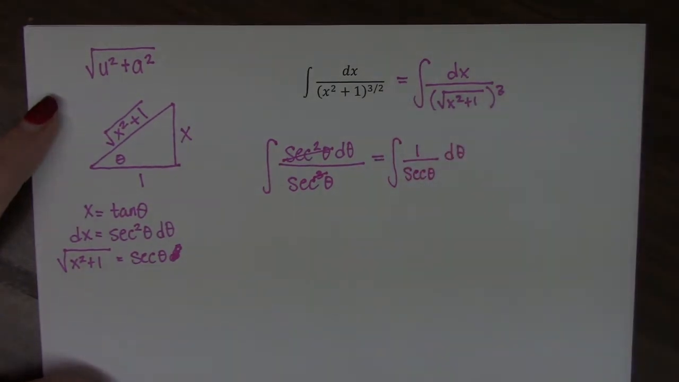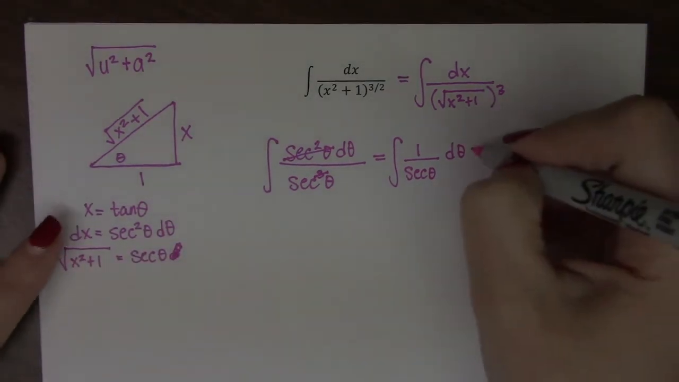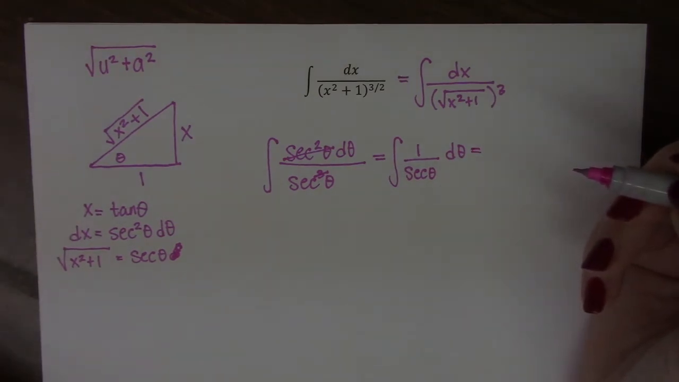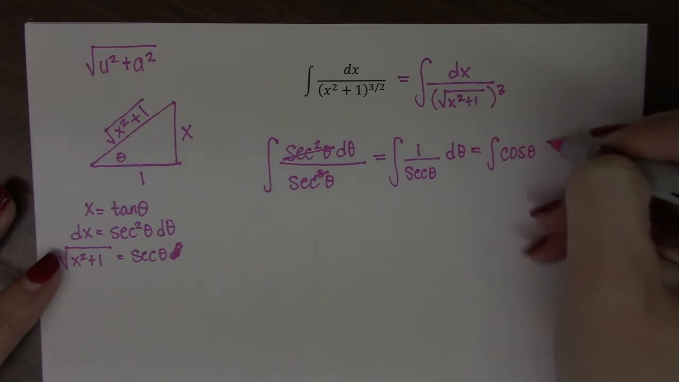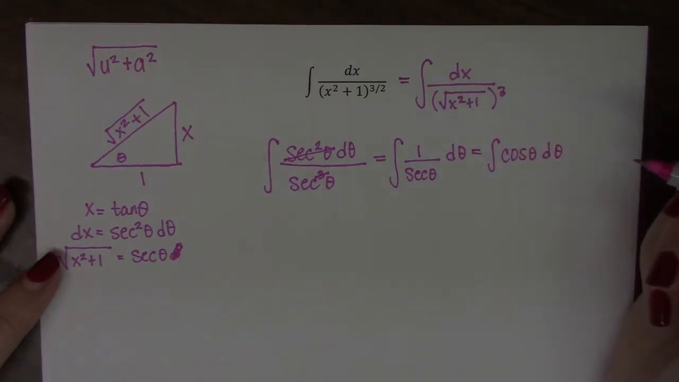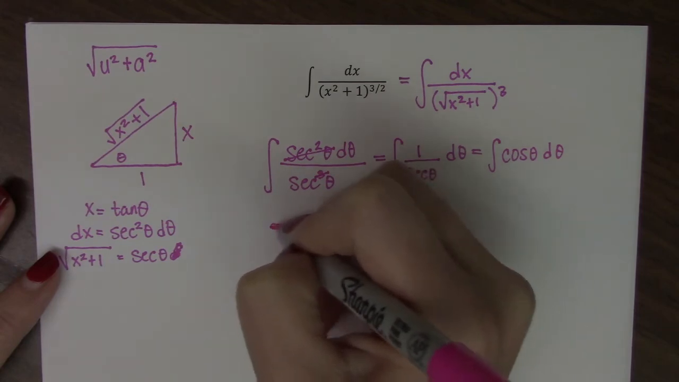So we know how to anti-differentiate secant. I just showed you in the last problem, right? But this is 1 over secant. So we can write all trig functions, right, they have reciprocal identities. And 1 over secant is simply cosine theta. So the antiderivative of cosine is sine.